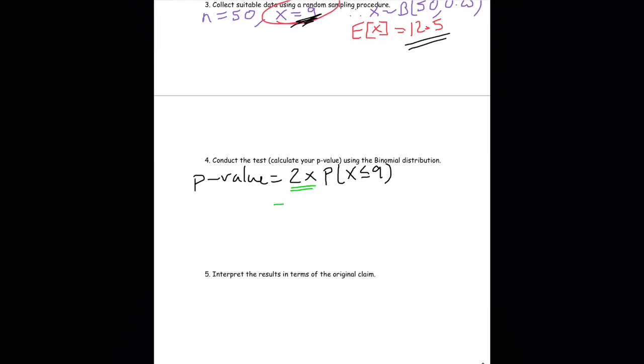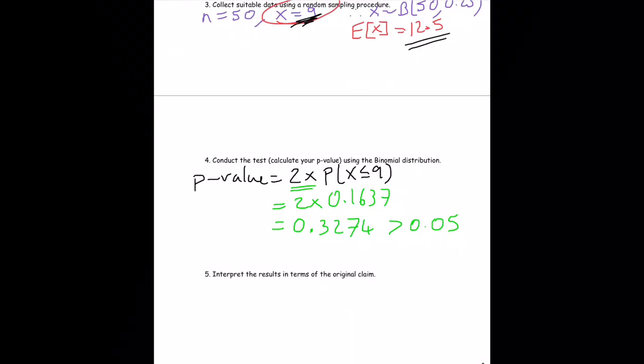That's very important. Anyway, that's 2 times the probability of x being less than or equal to 9. Then in your tables on your calculator, x is 9, n is 50, p is 0.25, and you get 2 times 0.1637, which comes out as 0.3274. Well, that's actually quite high. That's greater than 0.05.